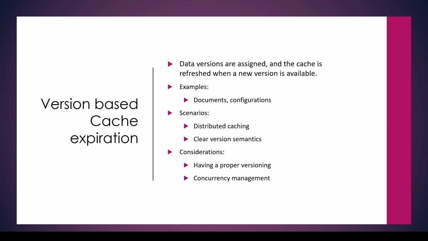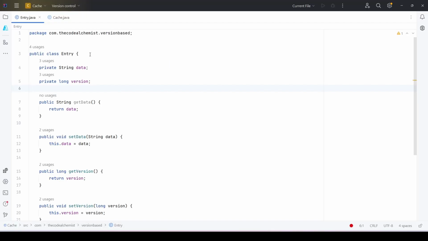All right. Let's quickly see a sample implementation of this policy as well. And I will point it out again: this is not a complete implementation. This is only pseudocode. Here we have a similar entry class, and this time it has two attributes. One is the data and the second one is the version information. In this example, we are using the long data type for version, but in reality, it could be anything. It could be a timestamp or any other data type, as long as it conveys the information of a version.